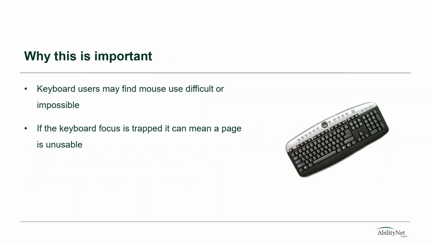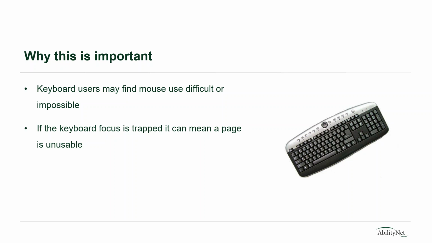And that means that users are effectively unable to tab away from something. So why is this important? Well, if you have a keyboard user who finds it impossible or very difficult to use a mouse, if they can tab onto a control but then can't tab away from it, that means the page is effectively unusable. They can no longer get to any functionality on that page.